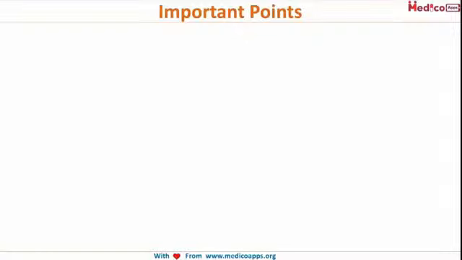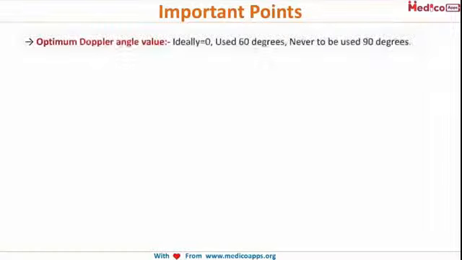So let's see a few important points on which questions can be asked. The optimum Doppler angle ideally should be 0, and is often used as 60 degrees but never to be used as 90 degrees. The probe used for thyroid USG is the linear probe. The most common method of display of USG is B mode, that is brightness mode.